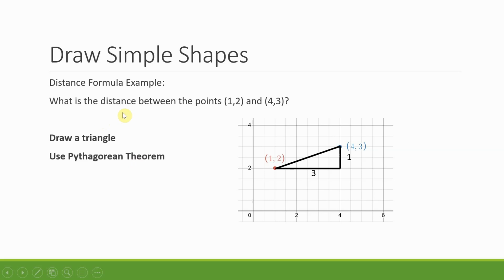And if you're wondering, if you were to just replace 3 with x2 minus x1, because that's how I got the 3, and replace that 1 with y2 minus y1, because that's how I got the 1, and solve that out for the hypotenuse, you would get the distance formula. That's what that is. It's just the Pythagorean theorem solved for the hypotenuse.